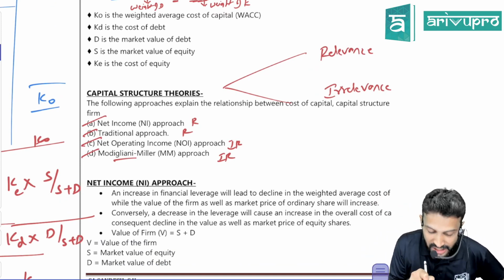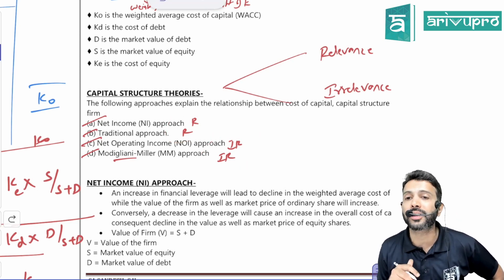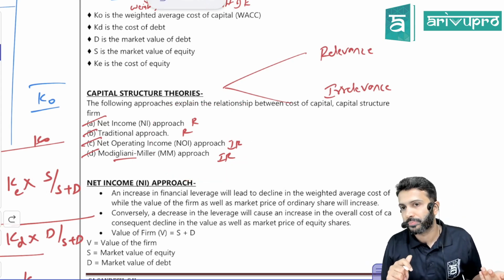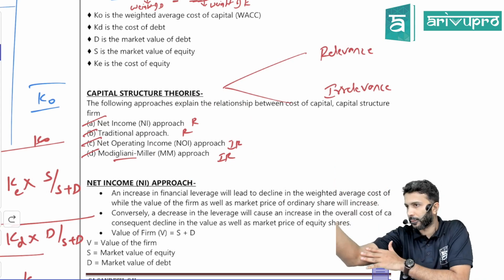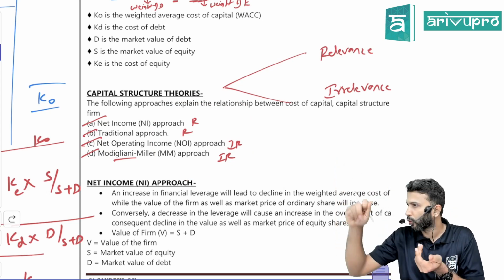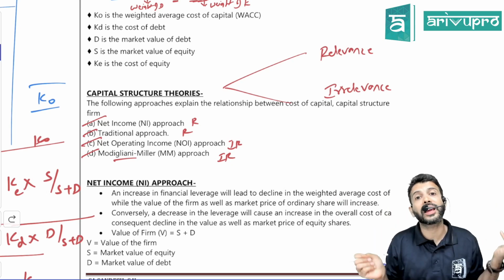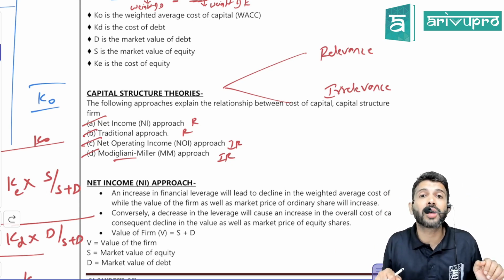So the first two come under the relevance approach, and the last two come under the irrelevance approach. Like this, an MCQ question can also be asked: which of the following is not a relevance theory? They can give any random four, and one of them could be the right option. With an MCQ, any line can be made into a question, so you will not be able to figure out what is important and what is not.